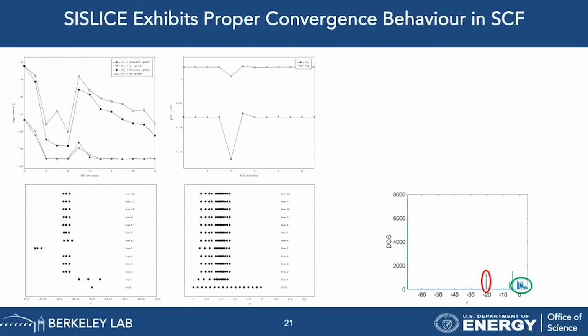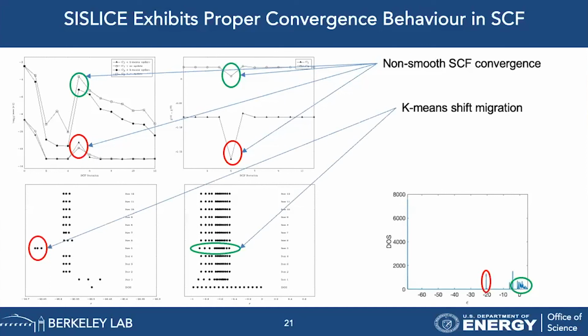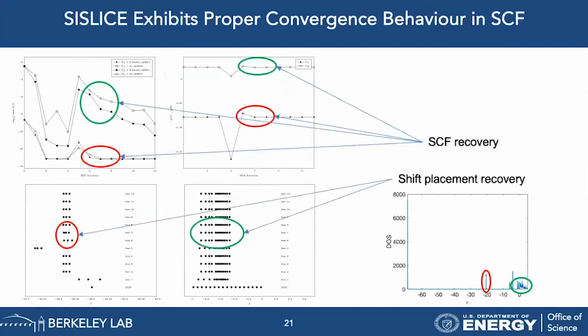So we were able to show that the SISLICE method does exhibit the proper convergence for the SCF. We can see that even though the approximation that we made is that our SCF iterations are completely smooth, this SCF actually does have a jagged jump in both the span of the eigenvectors and the eigenvalues throughout the SCF. But we're able to show that the k-mean shift migration is able to account for that non-smoothness in the SCF iteration. And then we're actually able to recover both from the SCF and from the shift selection.